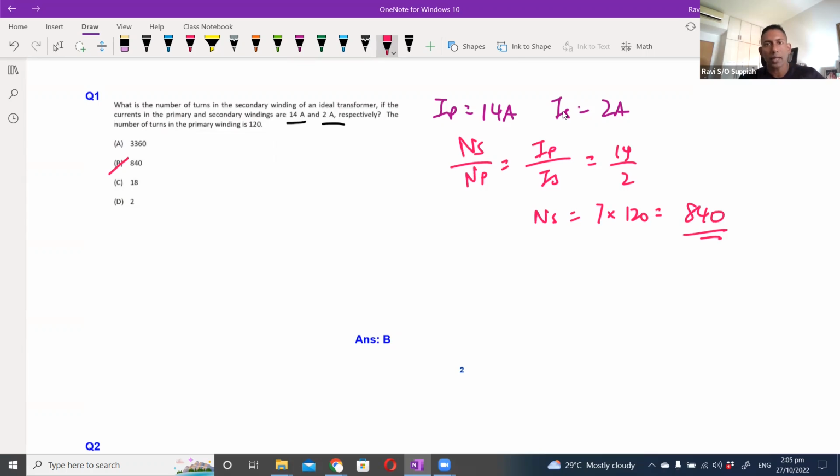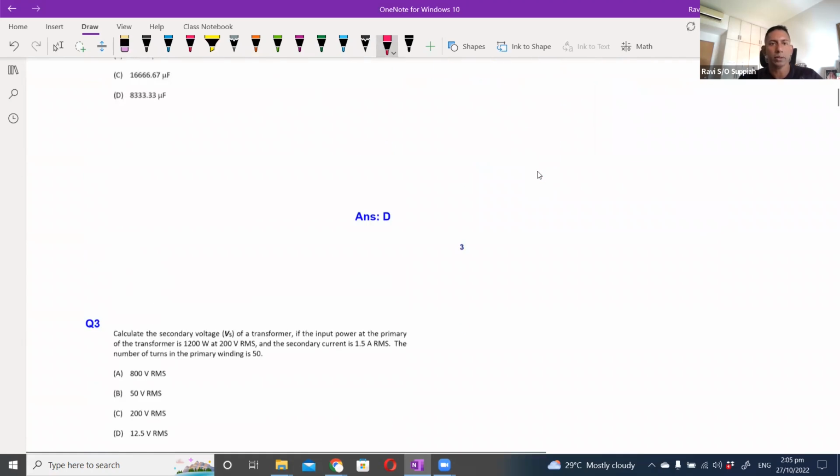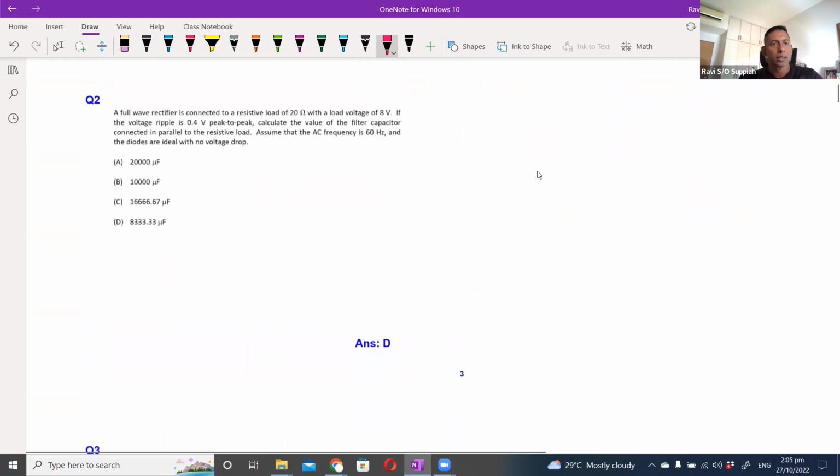Some of the questions are quite straightforward, quite easy, so you don't need to really think too much. Question 2: we have a full wave rectifier connected to a resistive load with a load voltage of 8 volts. If the ripple voltage is 0.4 volt peak to peak, calculate the filter capacitor that is supposed to be connected. If you remember from your studio, you built your full wave rectifier.